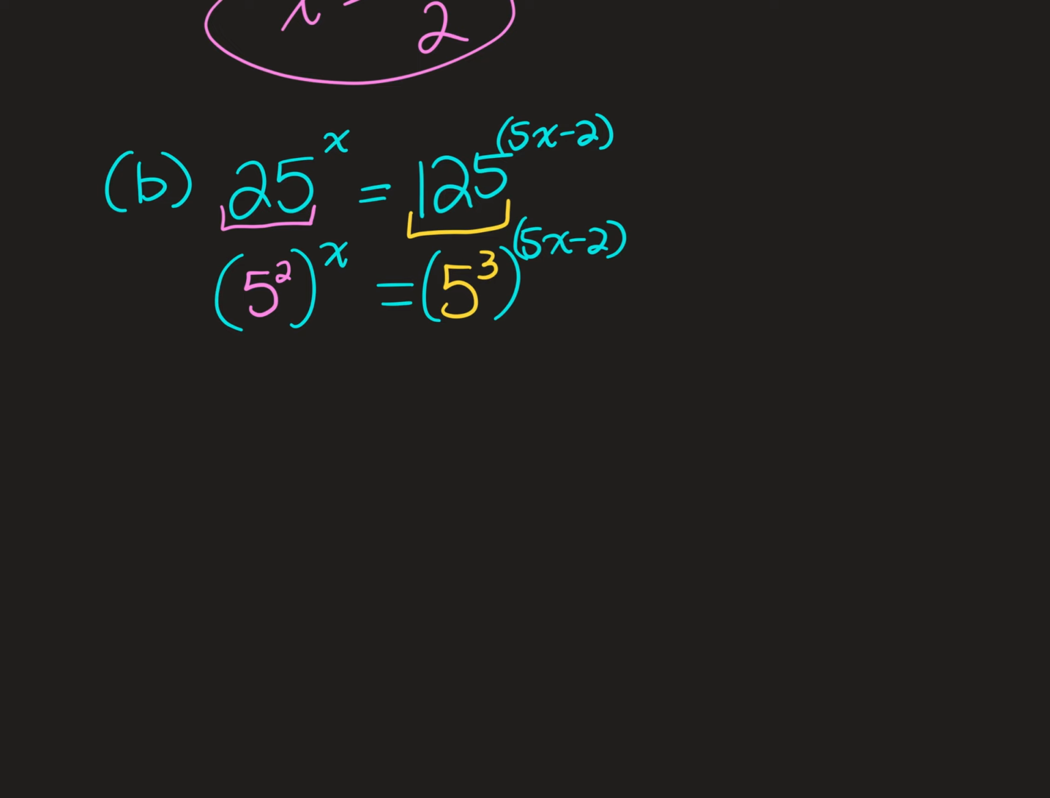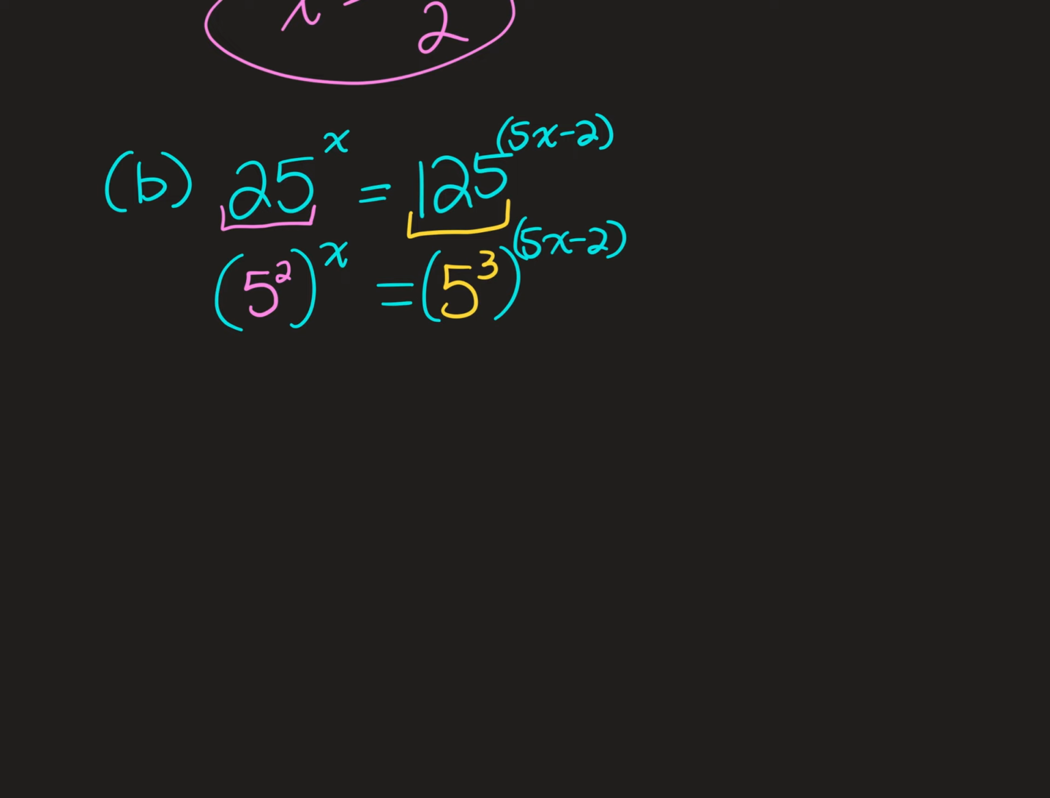That's good. We're going to leave it there. So let's finish solving this equation. Now, when we have a power being raised to a power, which is what we have here, we have 5 squared raised to the x power. What are you supposed to do with these exponents?